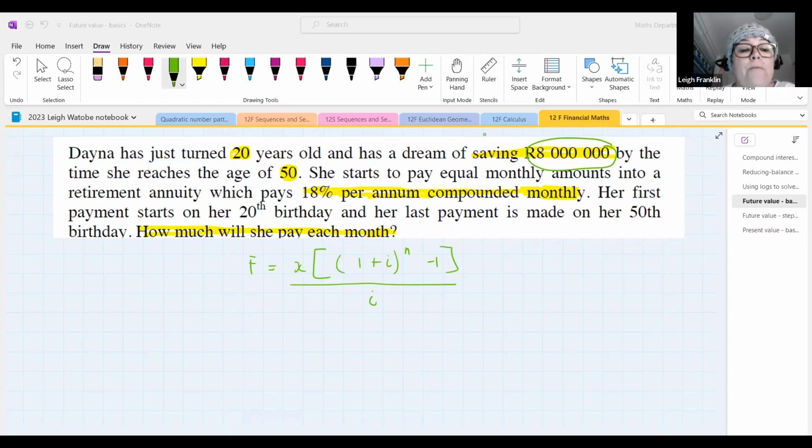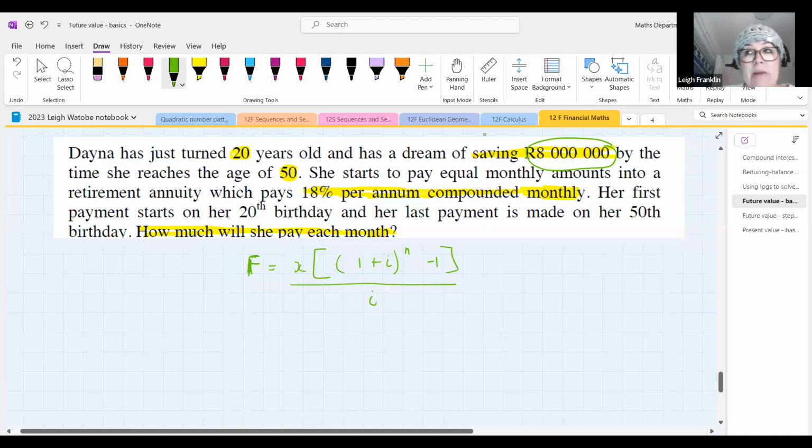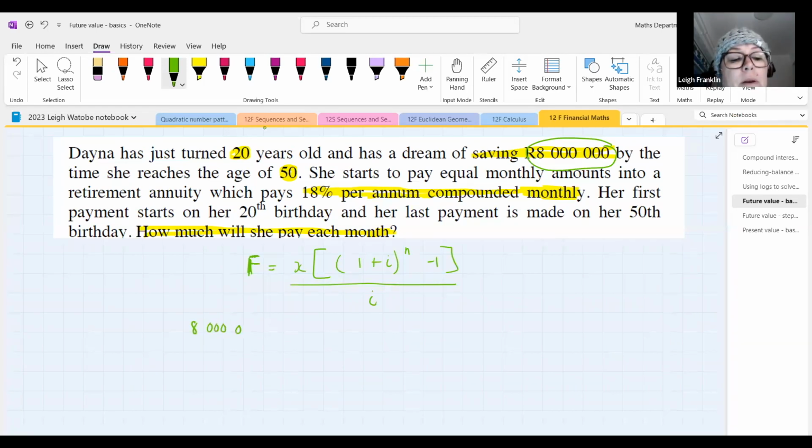Okay, so hopefully all of us are realizing that the 8 million has to be her future value, or the future value of her savings is a better way to put it. So the 8 million is going to go over here. When we want to calculate how much she pays each month, that means we need to calculate X. The interest rate is not the hard part. That's 1 plus 0.18 over 12. And now again, we need to be careful about the number of payments.